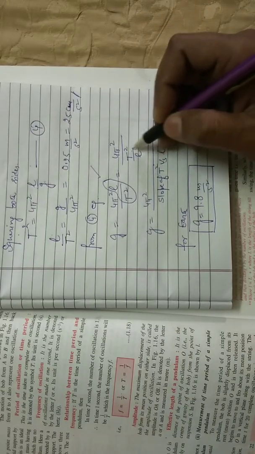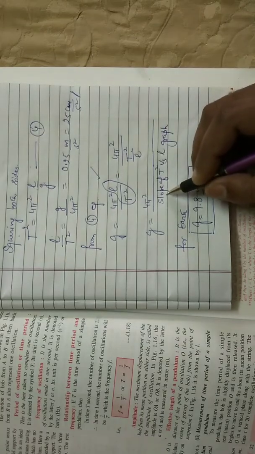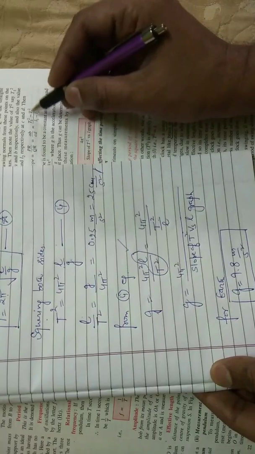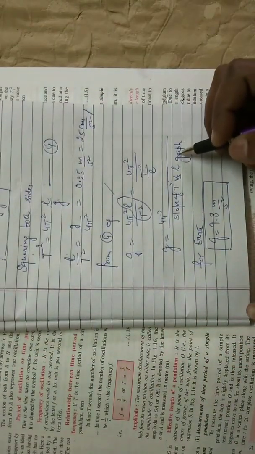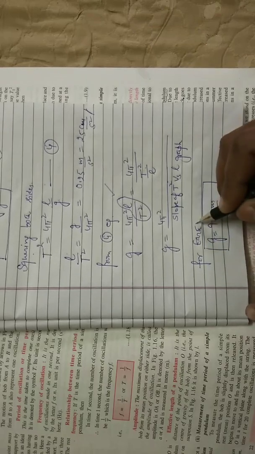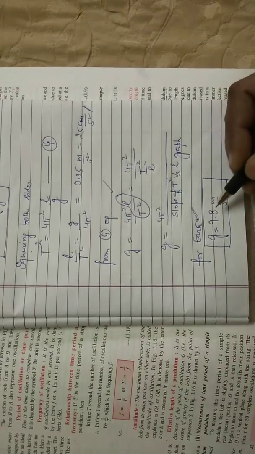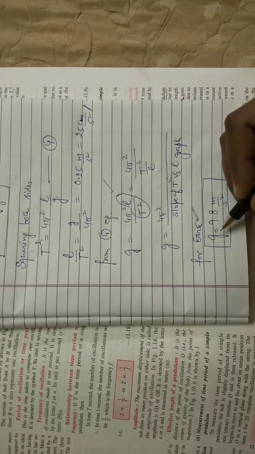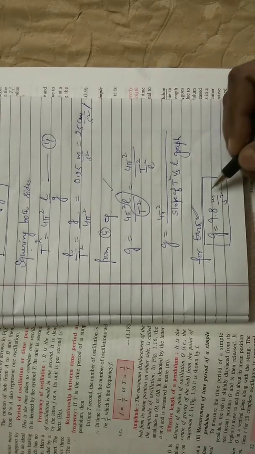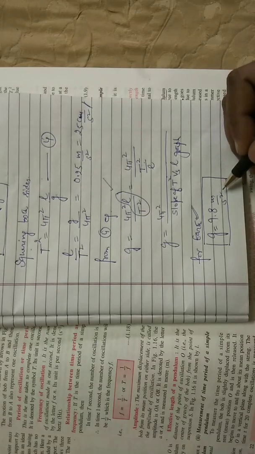Now this T square by L was what? That was the slope, as we have done here. T square by L is nothing else but the slope of the T square versus L graph. And for earth, if we substitute the values again, you are going to get the value of g equal to 9.8 meter per second square.